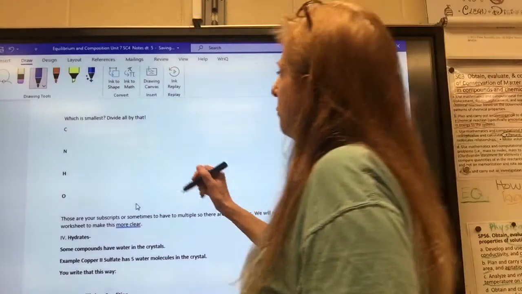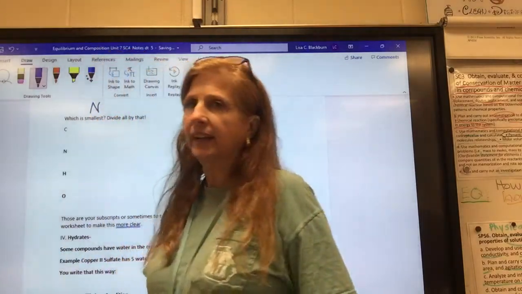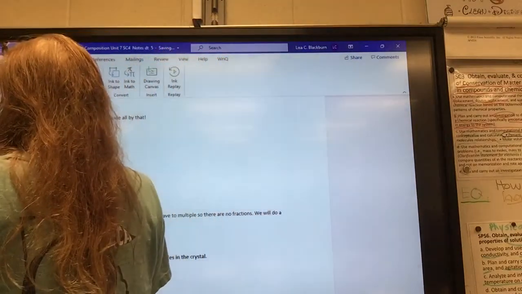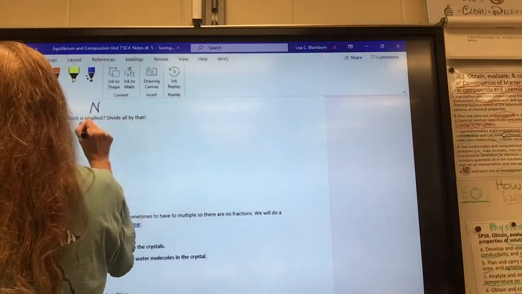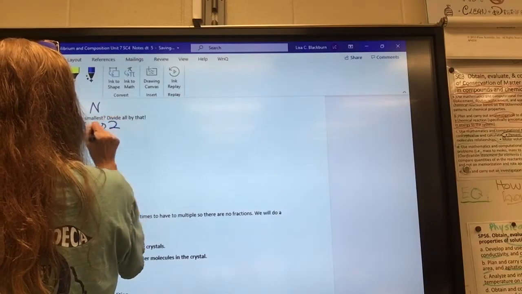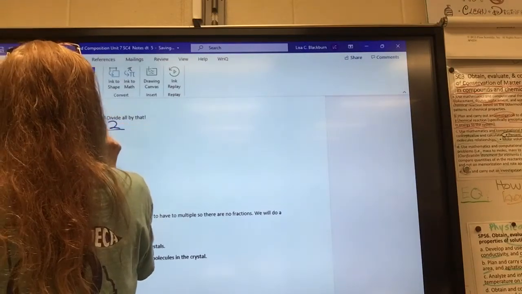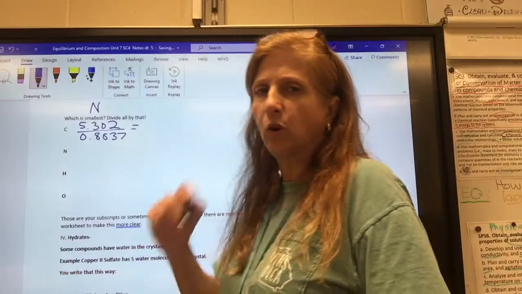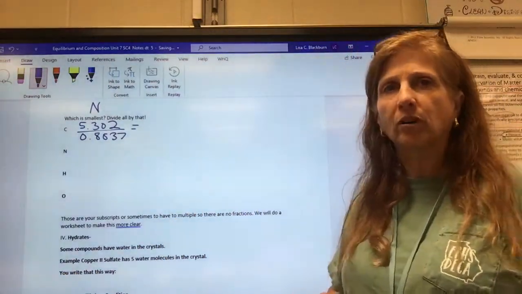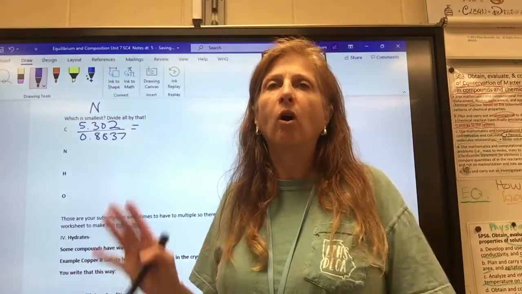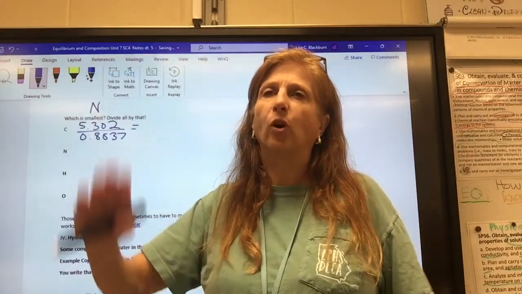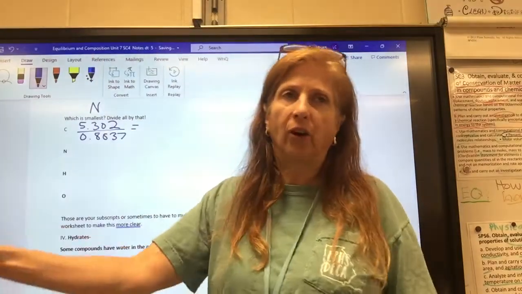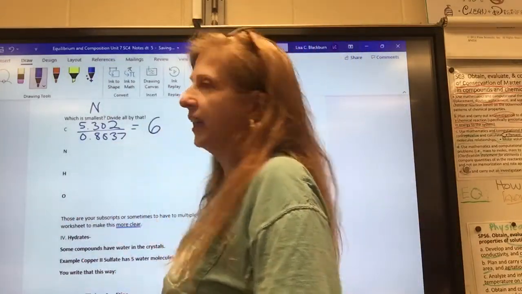Okay, so now which is smallest? It was nitrogen. And we're going to divide each of our answers by that. So our first one was carbon: 5.302 divided by 0.8837. And what we're looking for here is either a whole number, we're going to round it this time to a whole number, or one that goes to a half or one that goes to a third. Well, this one is a whole number, 6.